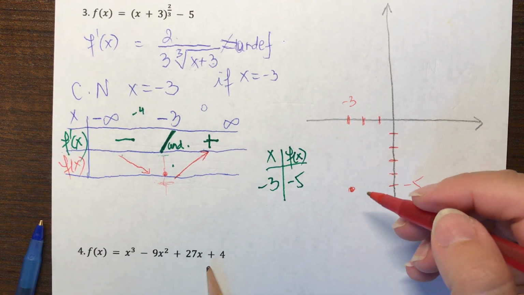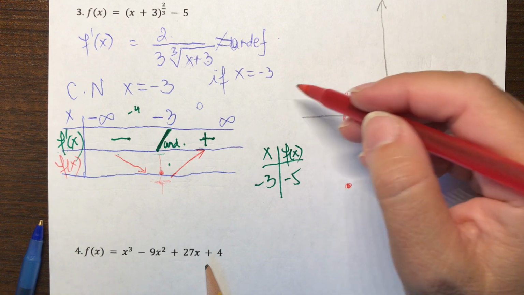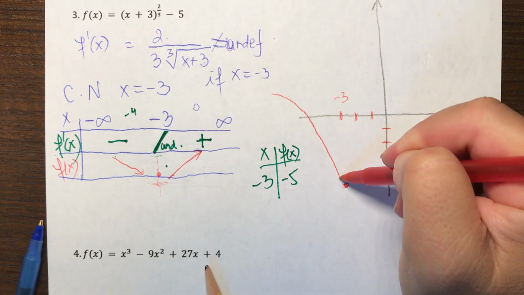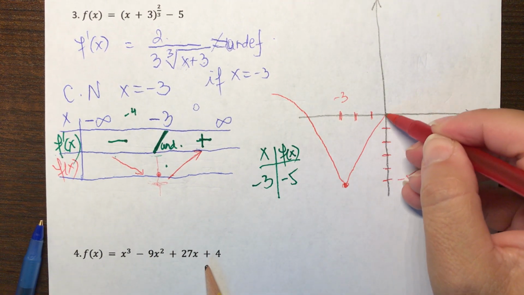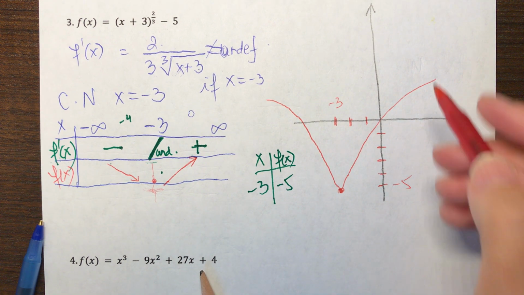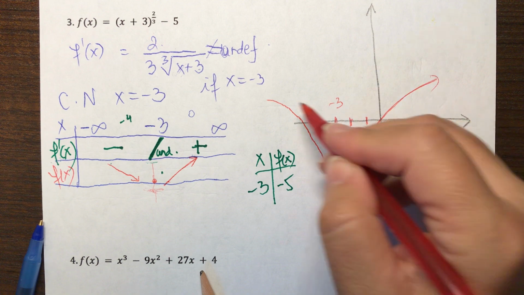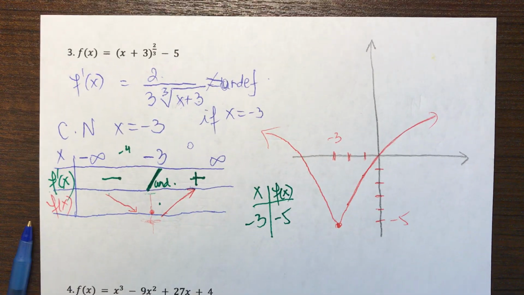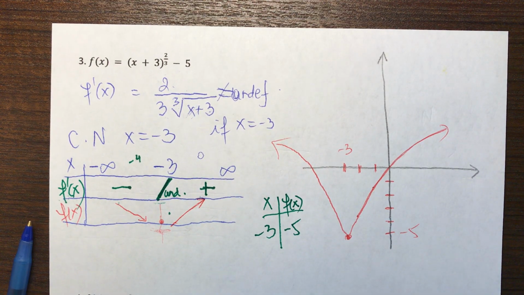And what do I know? I know the graph comes down to a corner and then it goes back up. Whoops. Yeah. Now I kind of drew it, but I could have made it even better.